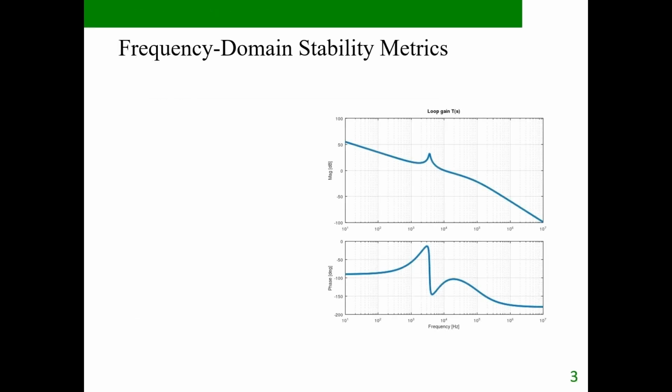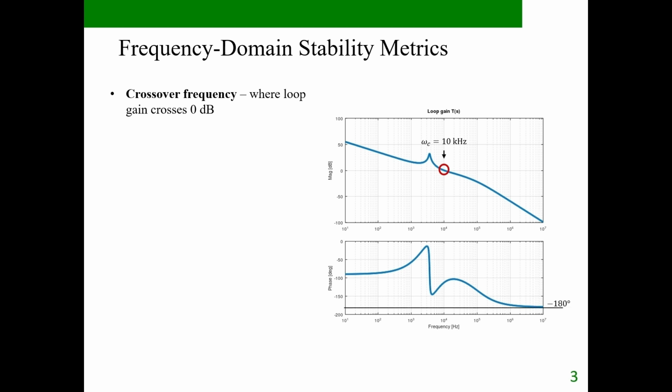Here is a typical loop gain plot of a well-designed buck converter. Let's review the three main stability metrics. The crossover frequency is the point where the loop gain crosses 0 decibels. This defines the bandwidth of the closed loop system. In other words, how fast the converter can react to disturbances.